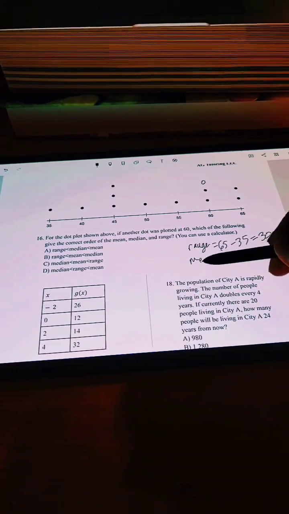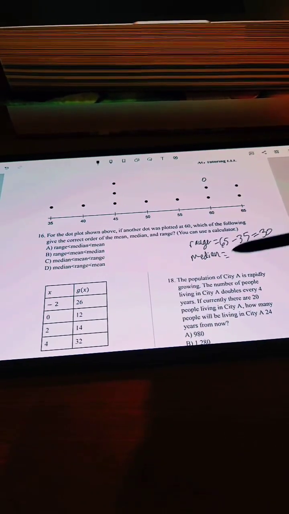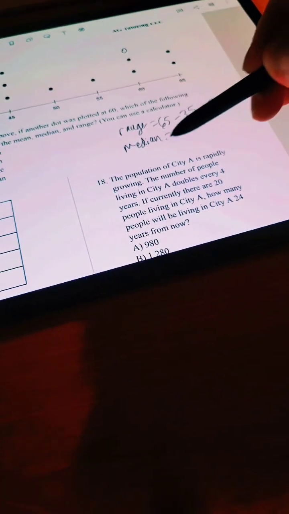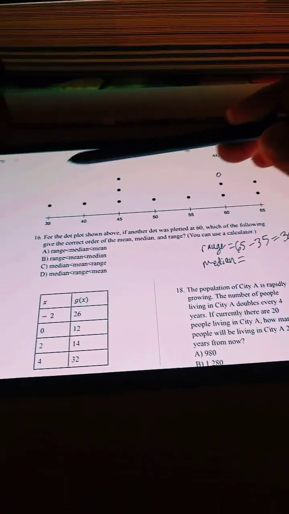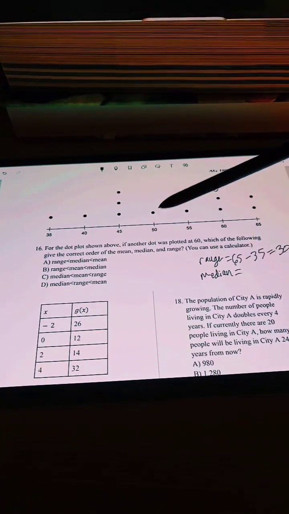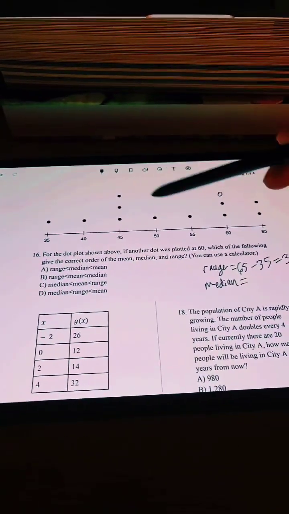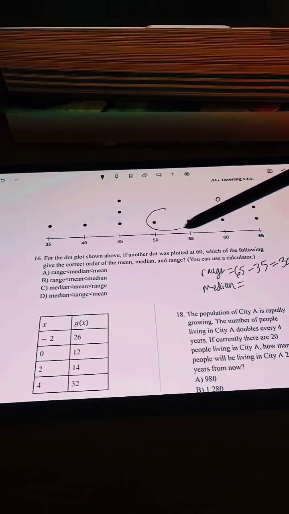And then the median is just the middle value. Whoopsies, I put an extra line. The median is just equal to the middle value. So we have 1, 2, 3, 4, 5, 6, 7, 8, 9, 10, 11, 12. So there's going to be 2 middle values right over here.